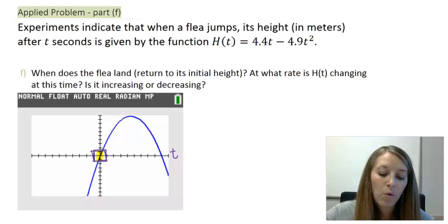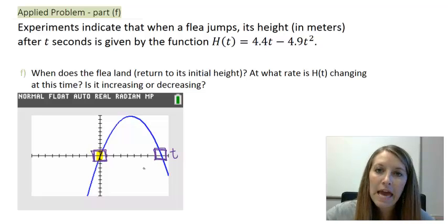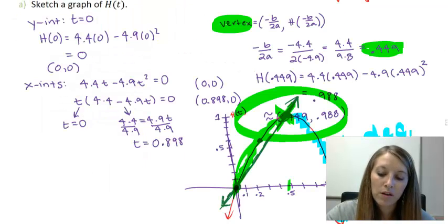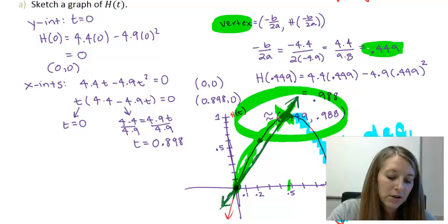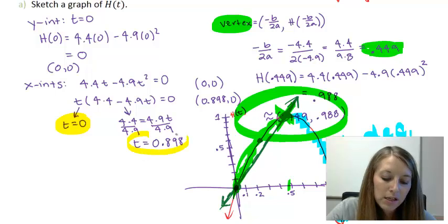Now, if we want to figure out when the flea lands, we want to figure out when it comes back to that same height, and that is right here. So basically, we are trying to find the x-intercepts of this graph. Well, that's awesome because we've actually already computed that in the first video, or in the first section. We found our x-intercepts. The first one was t equals 0 when the flea starts his jump, and the last one is when t equals 0.898, or when the flea lands.